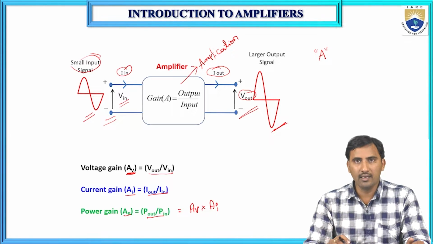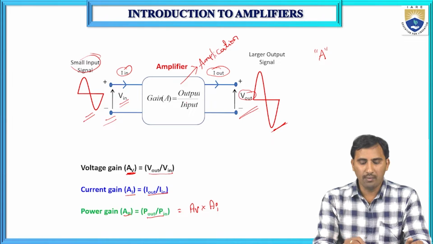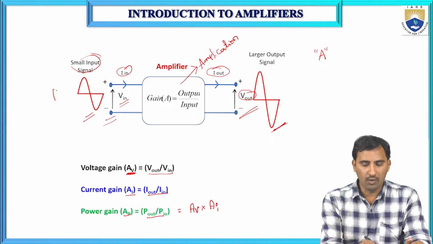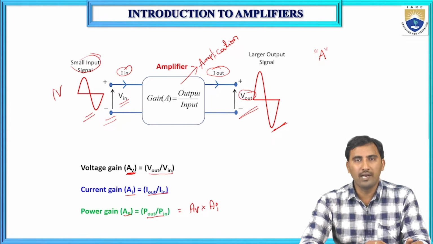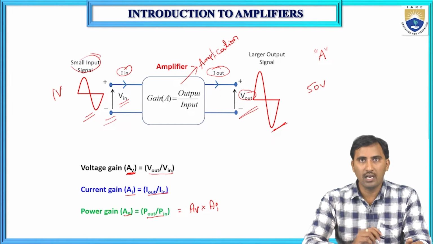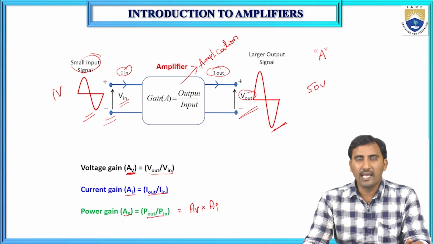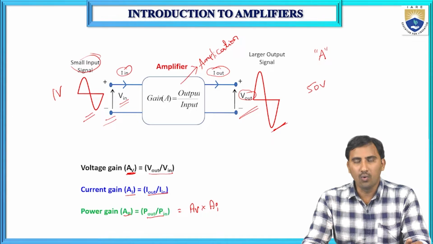And here the gain, so the gain means the ratio of output to the input. Suppose the input is applied with a magnitude of 1 volt, and the amplified output gives, suppose, 50 volts. So 1 volt is the input and 50 volts is the output. So what is the gain of this amplifier?